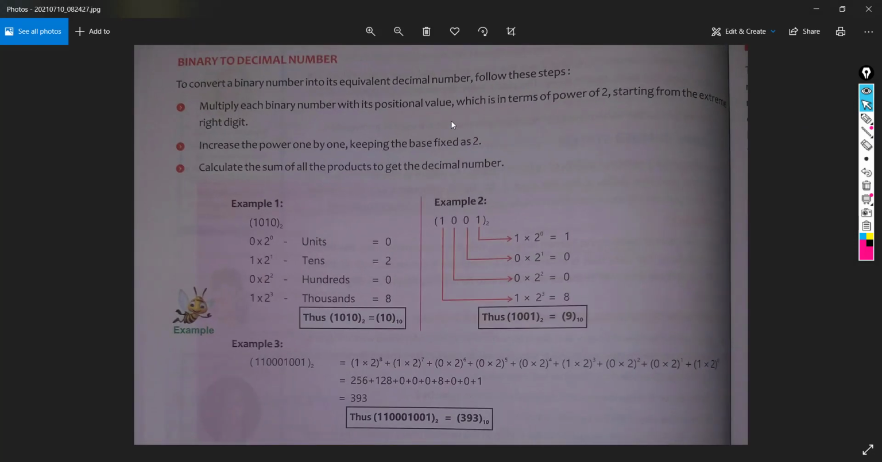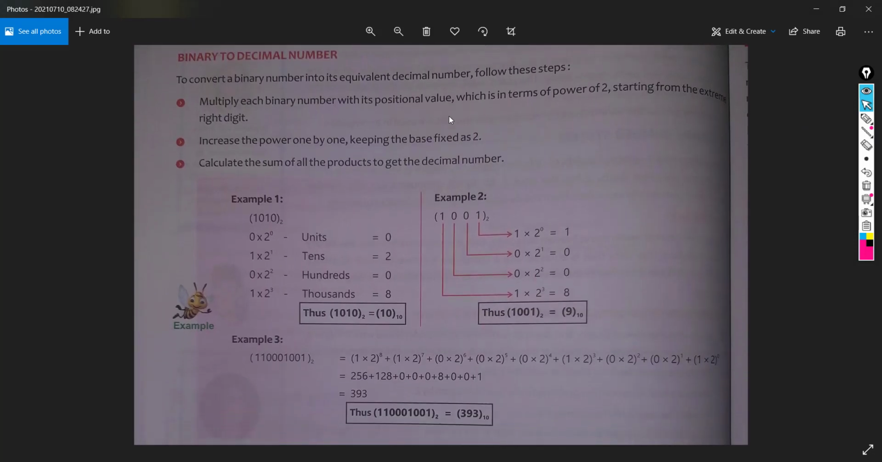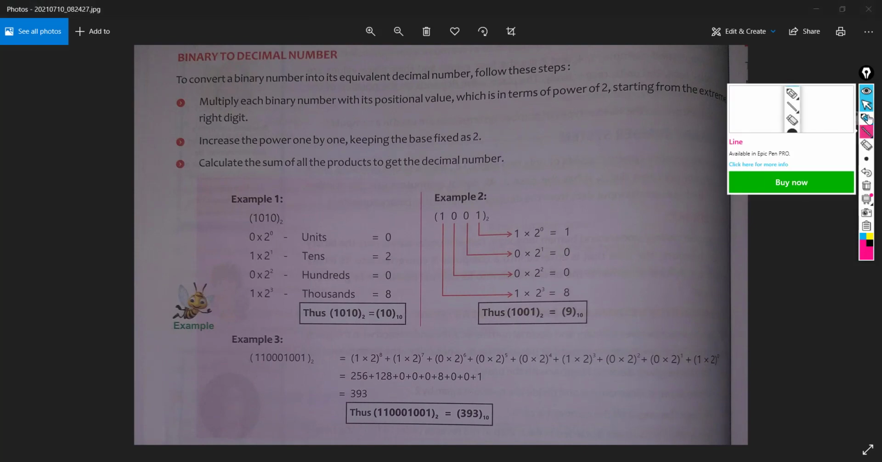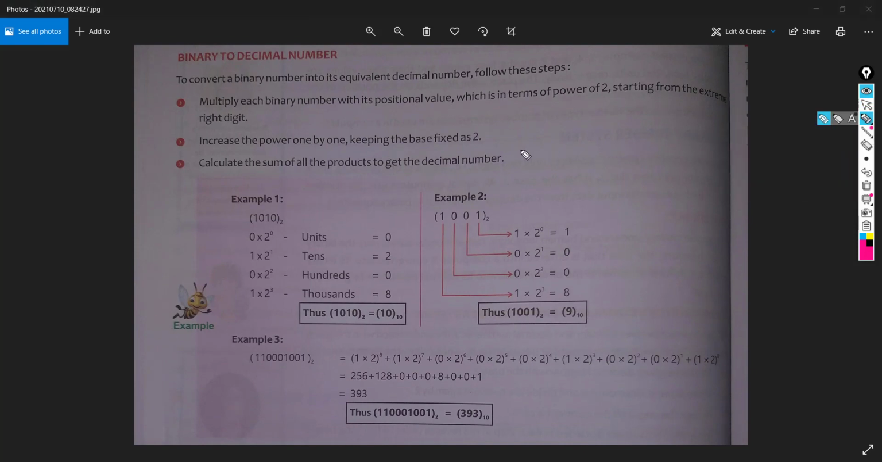Then binary to decimal conversion. We can check how to convert back, meaning from binary to decimal. Let's see the steps. Multiply each binary digit with its positional value, which is in terms of the power of 2, starting from the extreme right digit, increasing the power one by one, keeping the base fixed as 2. Calculate the sum of all the products to get the decimal number. Let's see, suppose we take the same example.